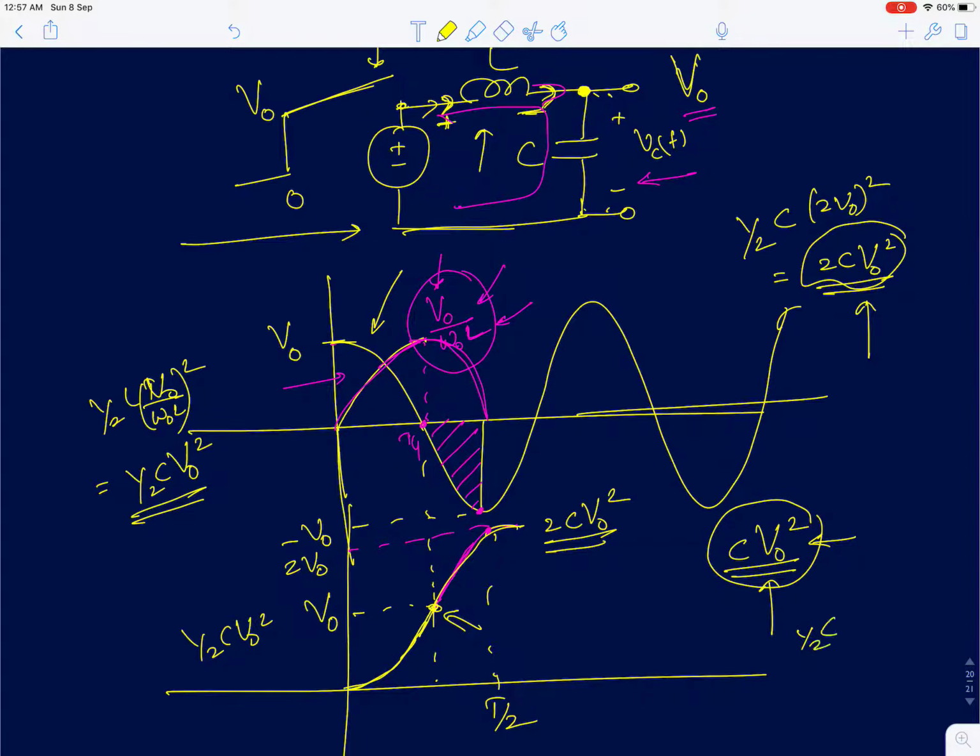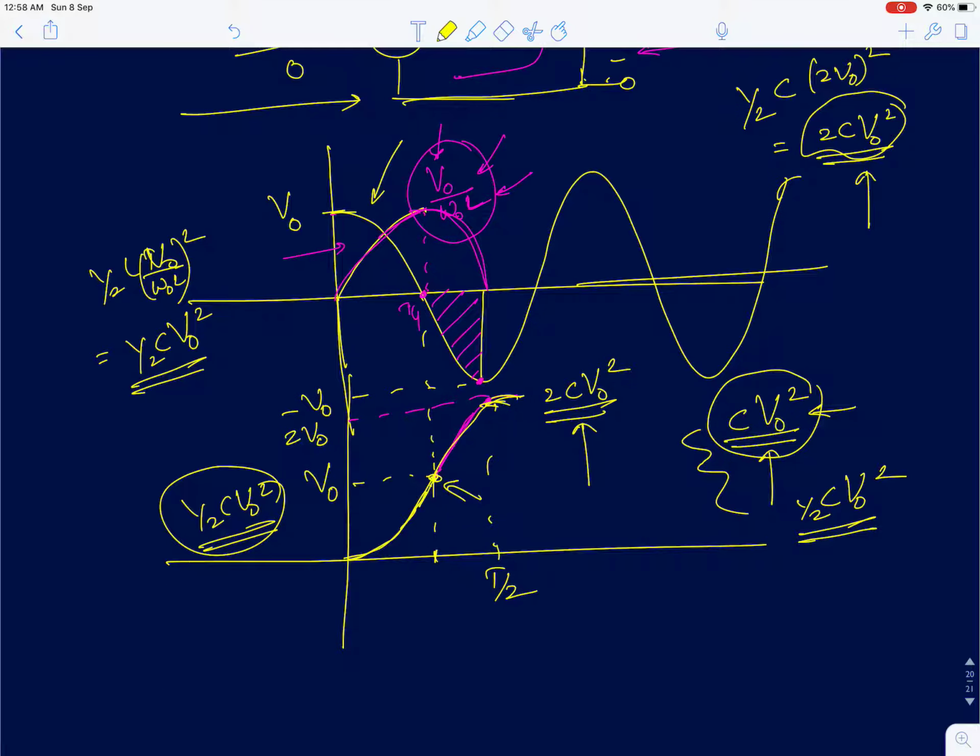And the remaining energy, half C V0 square, is transferred from the inductor into the capacitor, and the capacitor already had at t equal to T by 4 an energy of half C V0 square. From there, from half C V0 square, at t equal to T by 2 the total energy rises to 2 C V0 square. So nearly 3 halves C V0 square is gained, and that comes from the voltage source and the inductor.